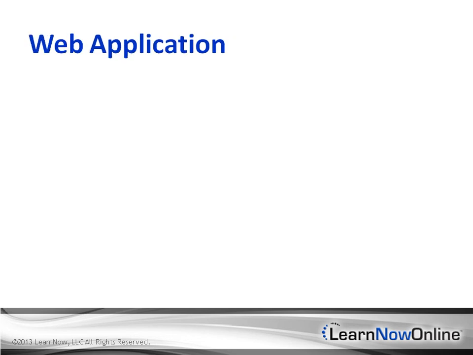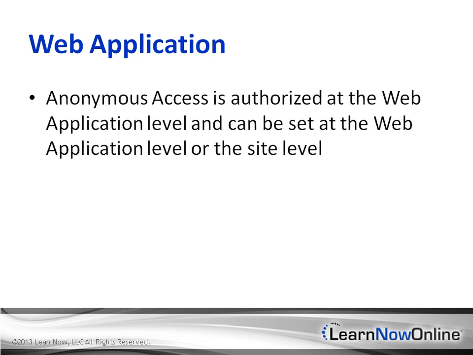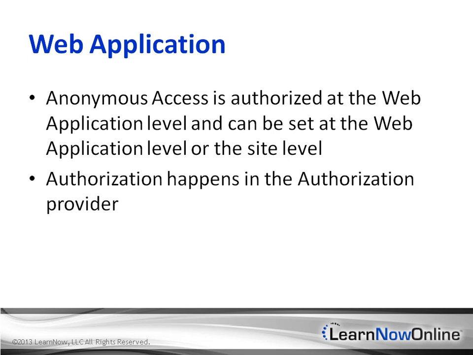That understood, we're going to start at the web application level. Anonymous access happens at the web application level, or is authorized at that level, and can be set at the application level and at the site level. So what do I mean by that? The authorization happens on the authorization provider. For once, everything lines up just right. And this says if you can actually enable anonymous access.